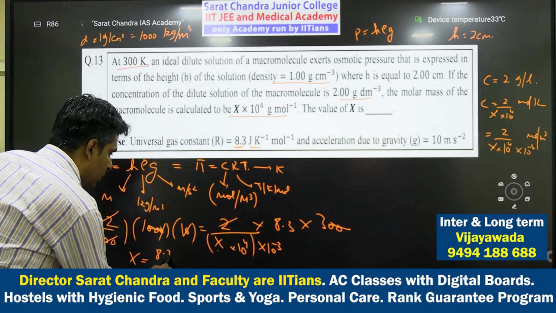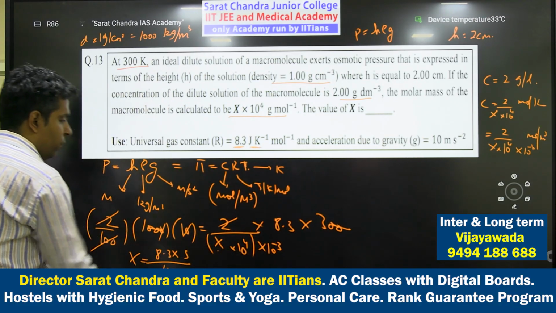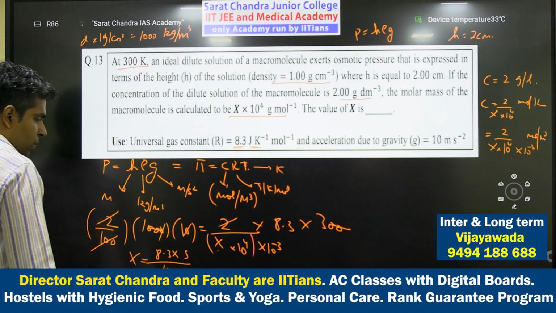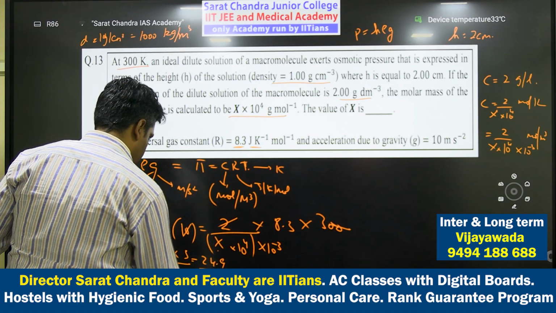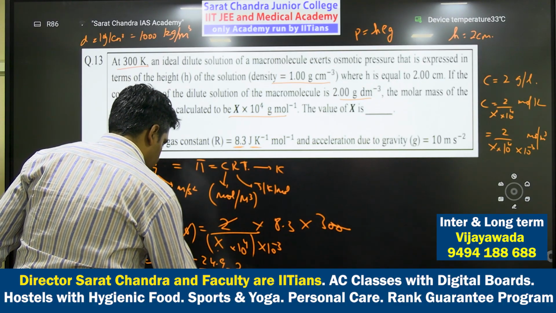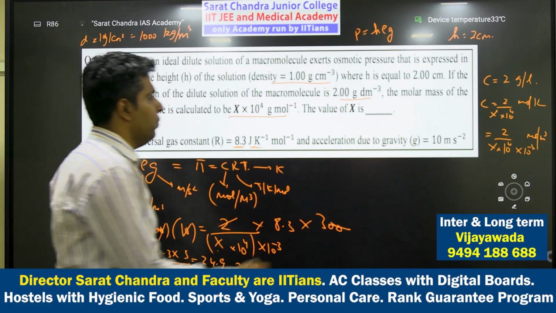So 8.3 into 3 by 10, you will take 4 and minus 3. So 8.3 into 3 is how much? 24.9 by 10, so 2.49. So the value of X is coming out to be 2.49. That is the answer.